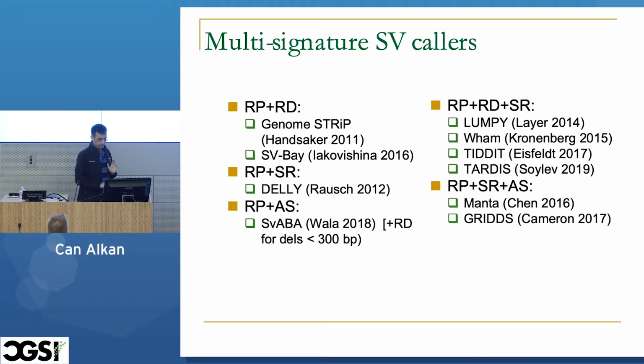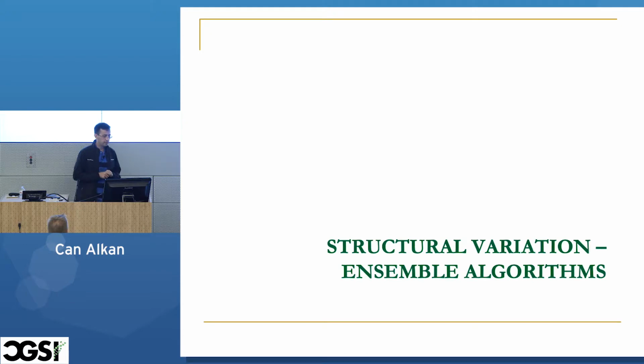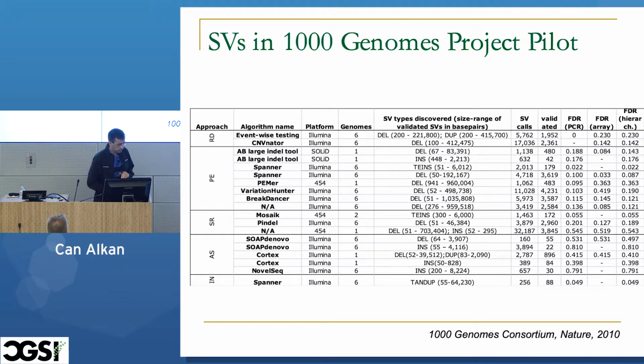So these are multi-signature SV callers. You just run Lumpy, for example, on a BAM file. Or you can use ensemble algorithms to get even more refined calls. One of the reasons is this slide.